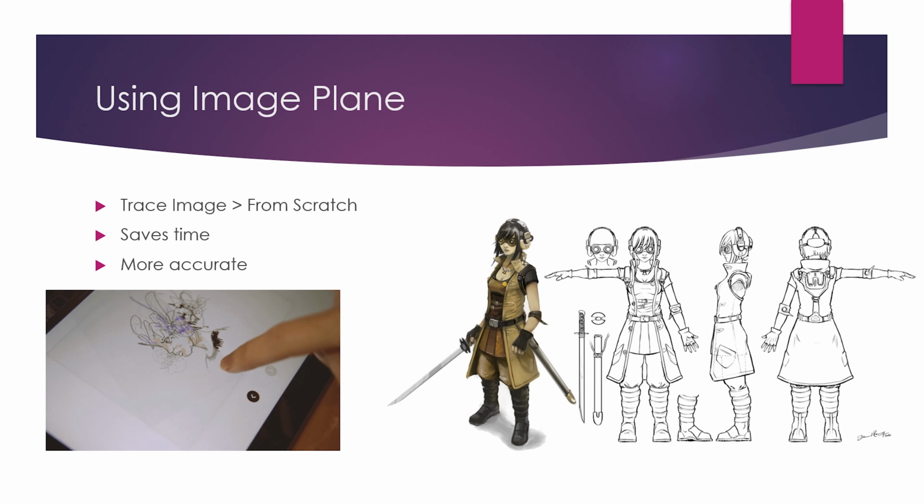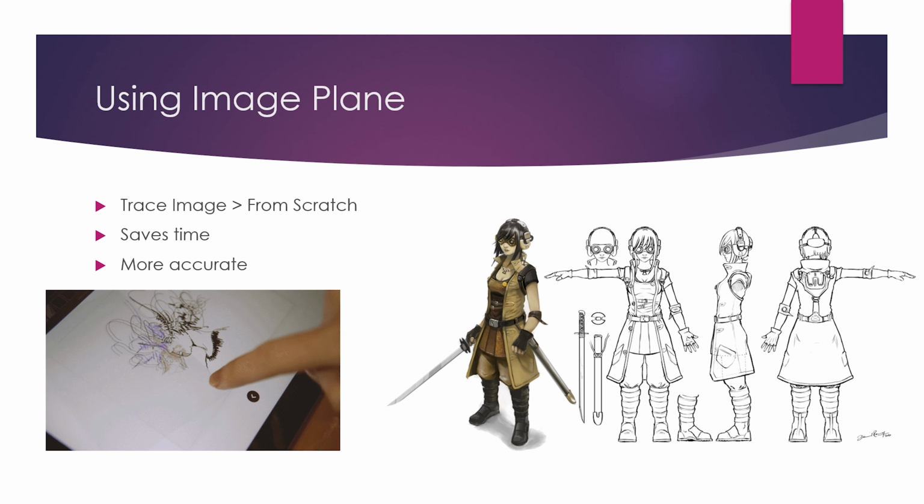Next, we have using image planes. Why recreate an image from scratch when you can just trace the image back out? It is way faster than doing it from scratch. Tracing images makes them look way better than if you draw them from hand in an attempt to copy them. Take this image on the right. Why recreate that yourself when you could just take that and trace it over?